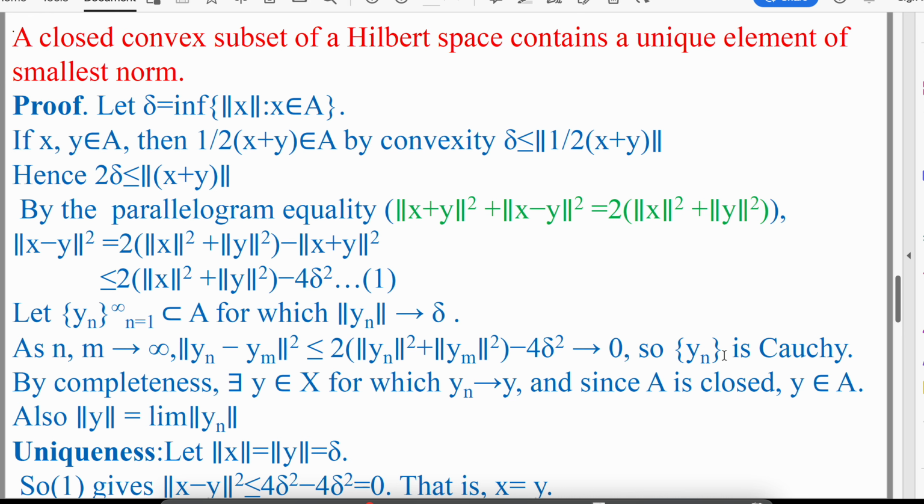But we know that Hilbert space is complete, so there exists y belonging to X for which yn tends to y. Also, because A is given to be closed, therefore y belongs to A. A closed set contains all its limit points. So norm y is equal to limit norm yn. So a closed convex subset of a Hilbert space contains an element of smallest norm.